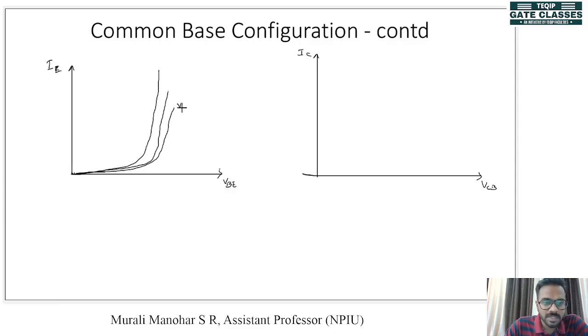This was for VCB equal to 0, VCB equal to a higher voltage, let's say 10 volt, and VCB equal to again another higher voltage, let's say 20 volt. Okay. So, in the last lecture, I had told you that as VCB increases, that is the reverse bias voltage at base collector junction increases, the current IE increases.